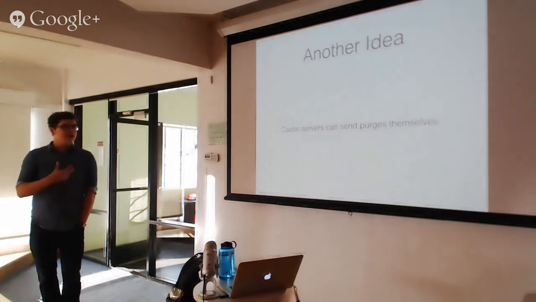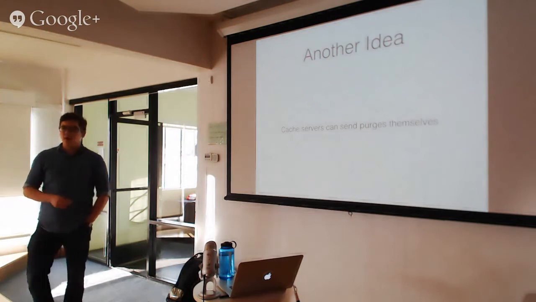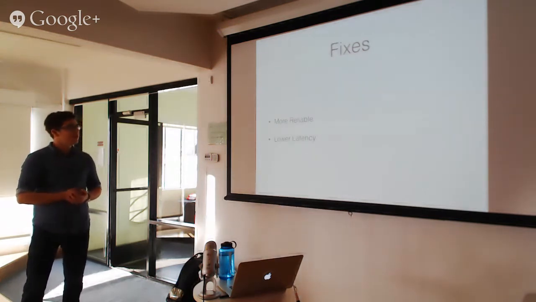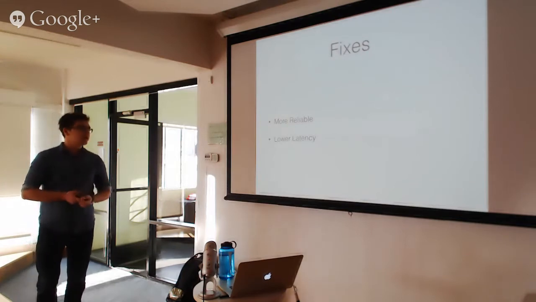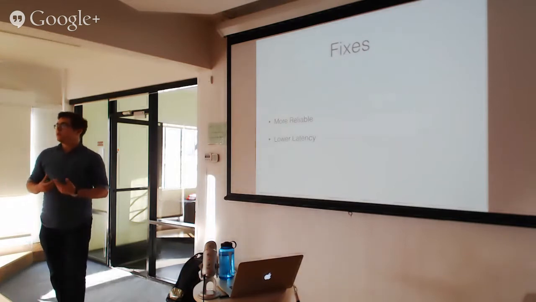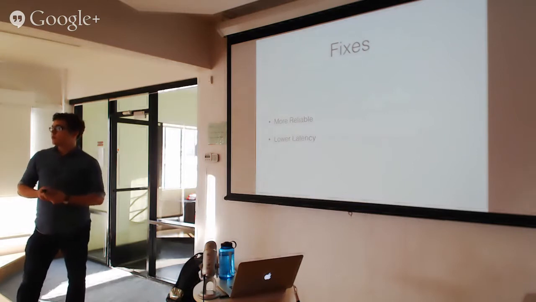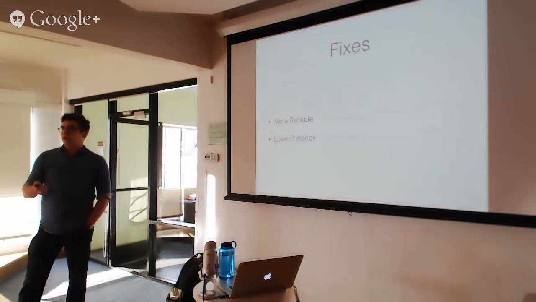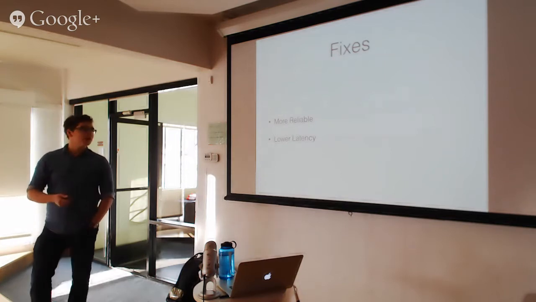So this is the second way we went about solving this problem. We decided to have cache servers broadcast these updates themselves. And so this is a much better solution. It's much more reliable. It's much more likely that one of our customers will be able to reach one of our servers than it is that they'll be able to reach some central server. And it's also a lot faster because the cache servers tend to be much closer to our customers.